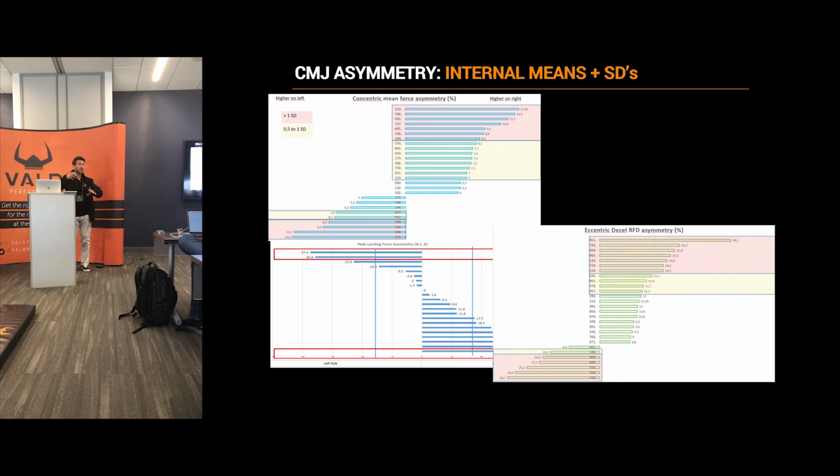Let's get some means and SDs, and you could start to look at those extreme athletes in your sport and start to ask more questions about them. I'm not saying those ones in red are going to get injured. I'm just saying, let's ask some questions about why they are so asymmetric. Oh, well, he always runs out on the right. Okay, well, that explains it.